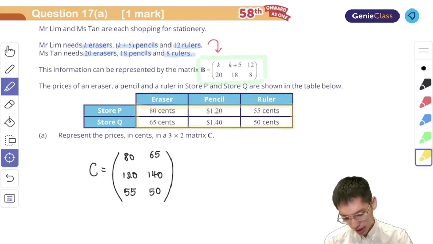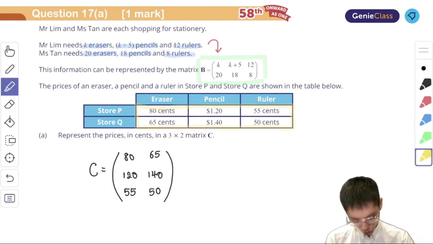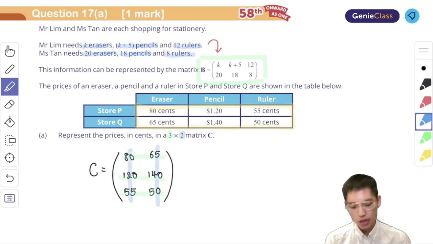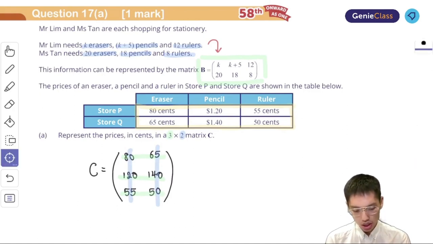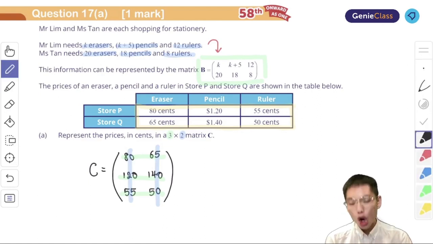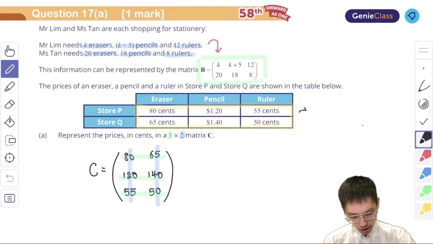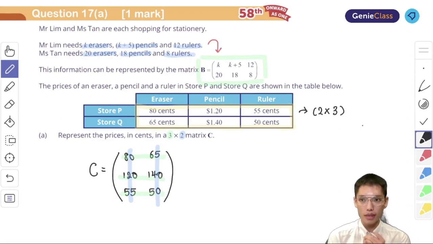So when you form your matrix, in this case to represent the prices in cents, a 3x2 matrix, take note: this is the number of rows, this is the number of columns. Hence, when you form your matrix, make sure it aligns to the dimensions and makes sense based on the information. If you were to copy and paste, which is unlikely for a particular question, because they will want you to think how to phrase this, you realize this is 2x3. But how do we make it 3x2 and make sure it makes sense?